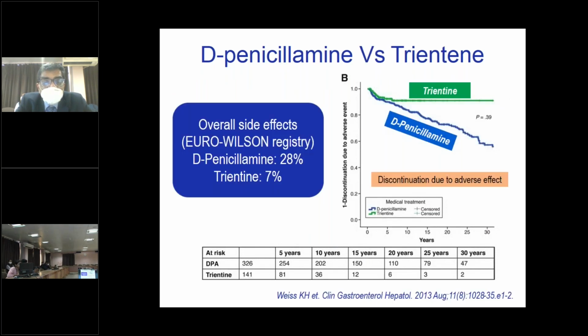Now coming to the comparison between the adverse effects in case of D-penicillamine versus trientine. This was a study done by the Euro-Wilson group where they have done follow-up over a period of 30 years and shown that the adverse effects with D-penicillamine were 28%, in comparison to trientine, which was only 7%.